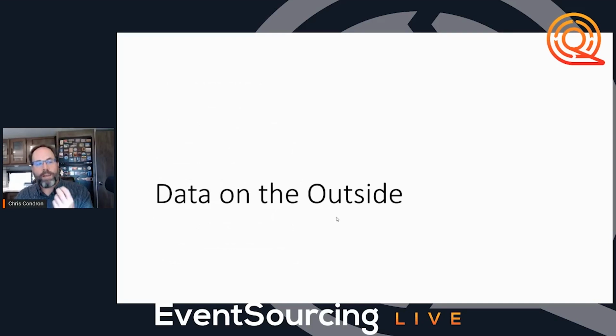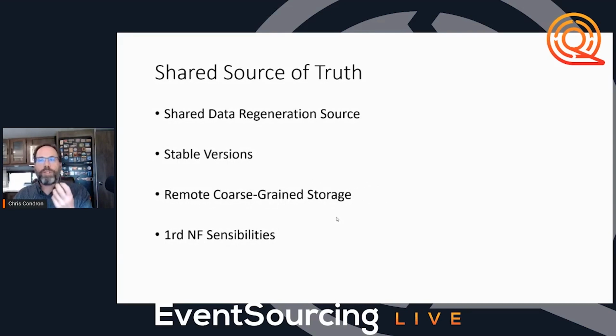Now let's get to data on the outside, right? It's a shared source of truth. We want to be able to regenerate data from this. We want to have stable versions. So while I want to be able to iterate my application 5 or 6 times on the inside, I want external consumers to not have to worry about how many times I've updated or pushed this. So I'm going to need a schema version that doesn't change. I'm likely going to have multiple versions of the schema in production at the same time.